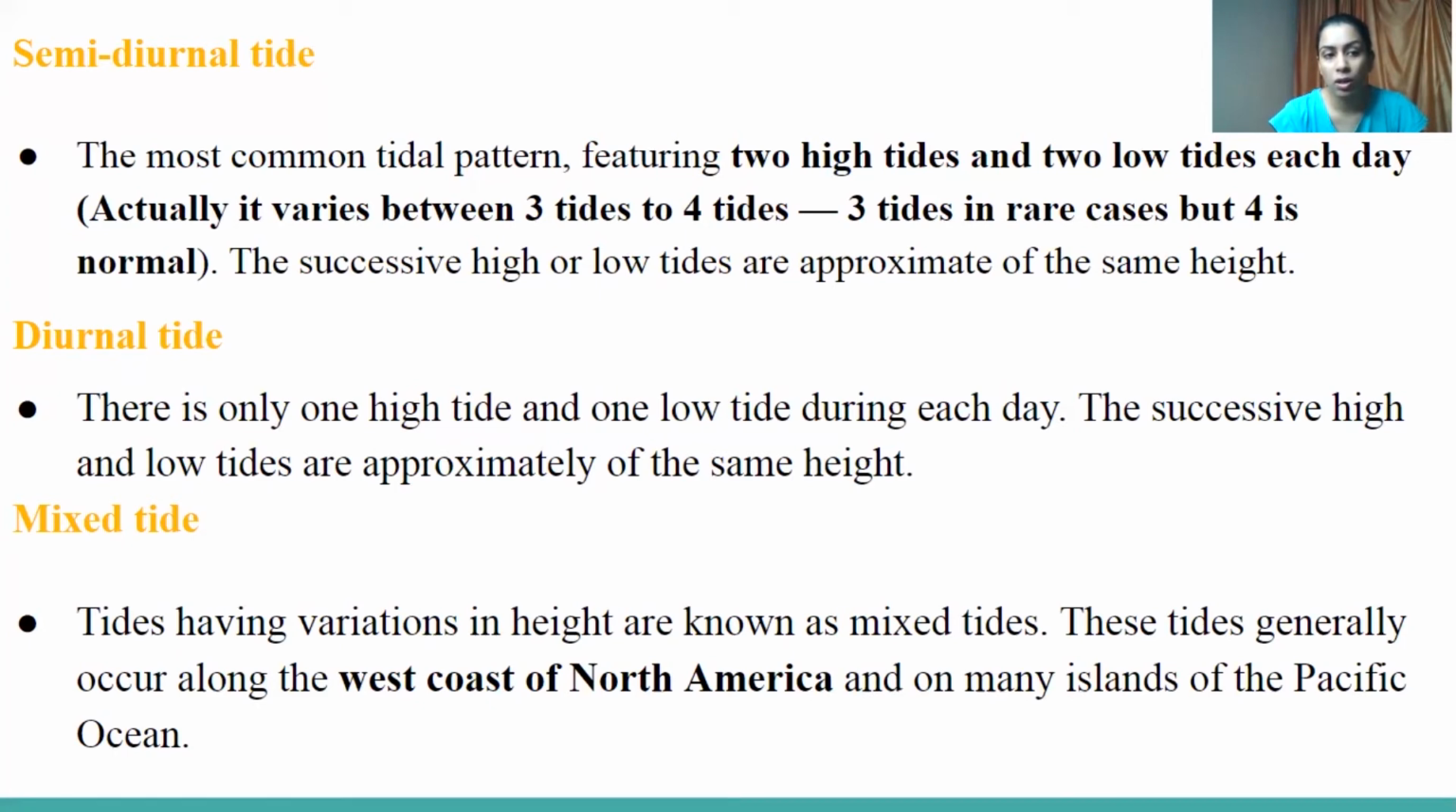Next is diurnal tide. There is only one high tide and one low tide during each day. The successive high and low tides are approximately of the same height. The next is mixed tide. Tides having variations in height are known as mixed tides. These tides generally occur over the west coast of North America and on many islands of the Pacific Ocean.